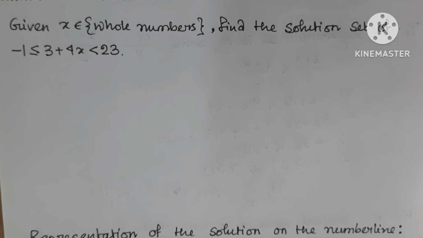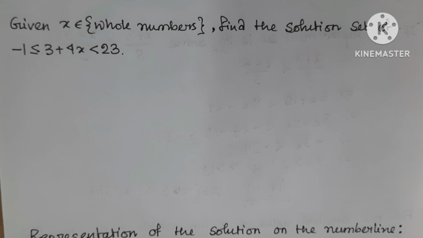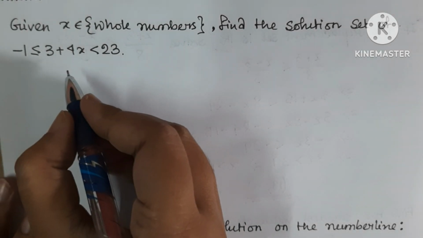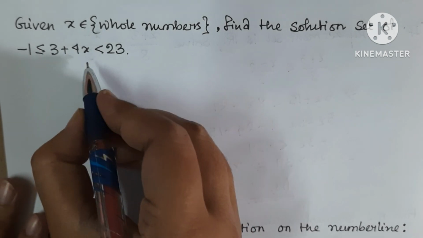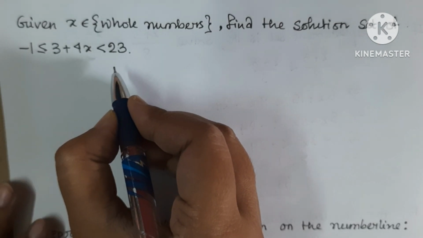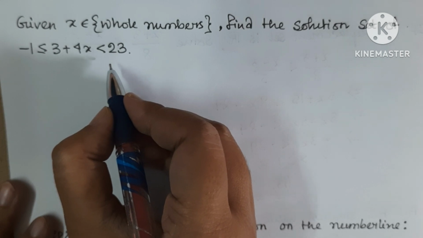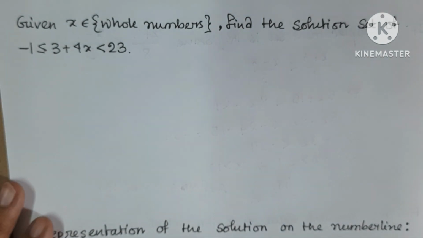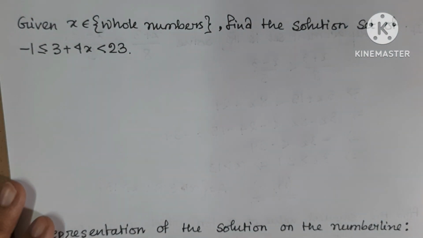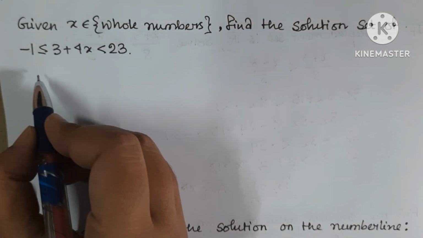Okay, this will be the next problem. Given x belongs to whole number, so the replacement set is whole number. Find the solution set of minus 1 less than or equal to 3 plus 4x less than 23. So there are two inequations, a continuous inequation. Okay, so how will you do it?